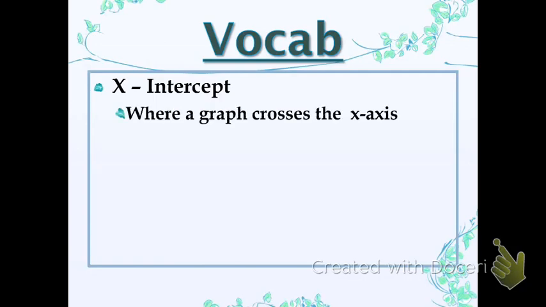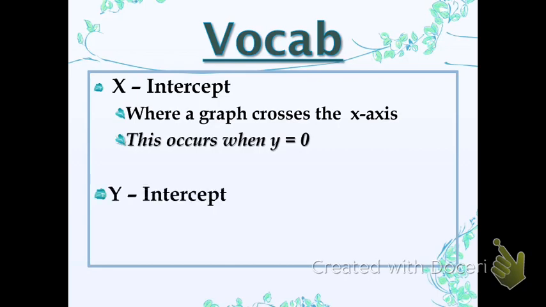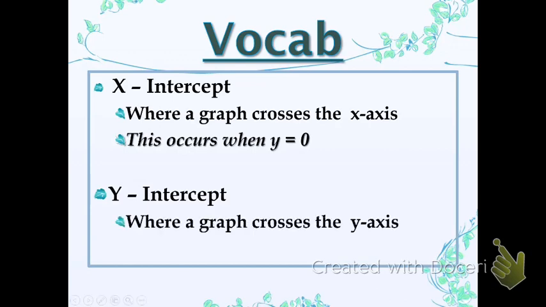The x-intercept is the place where a graph crosses over the x-axis. And if a point is on the x-axis, that means it has moved 0 spaces up or down from the origin, which means the y value of that point is always going to be 0. Similarly, the y-intercept is the point where a graph crosses the y-axis, and that is when you've moved 0 spaces left or right from the origin, so the x value will be 0 in a y-intercept.